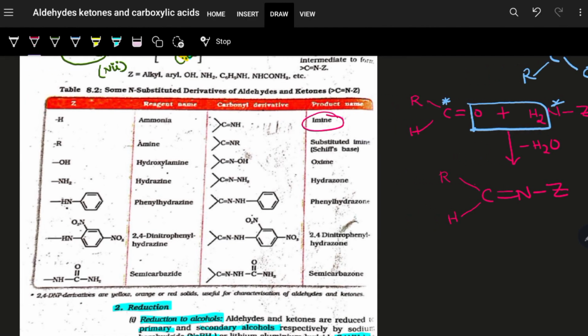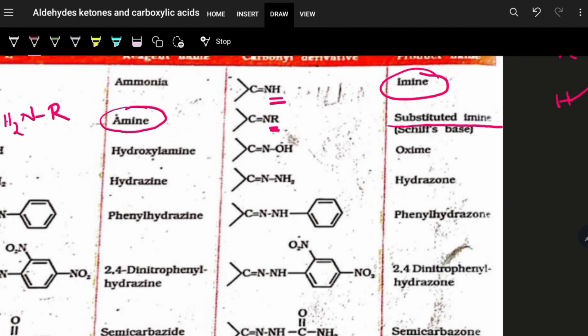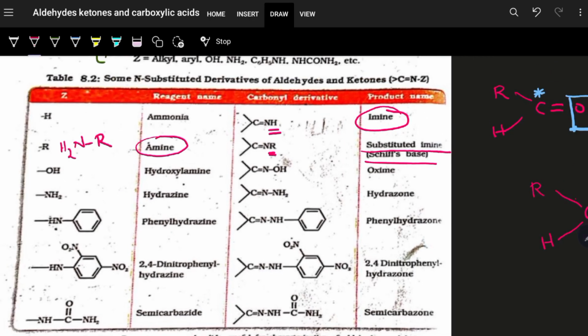If Z is equal to R, that means it is NH2R. It's an amine, and what we will get is a substituted imine, as if in the structure of imine, the H is substituted by an alkyl group. And this is known as Schiff's base. Keep this in mind. This part is important for the Viva part of your board practical exam.